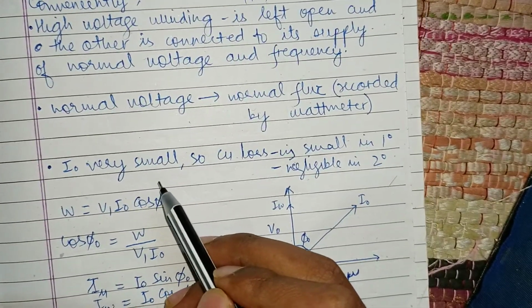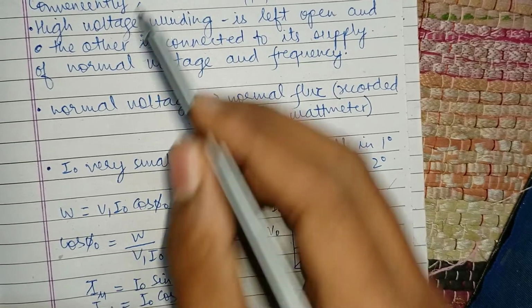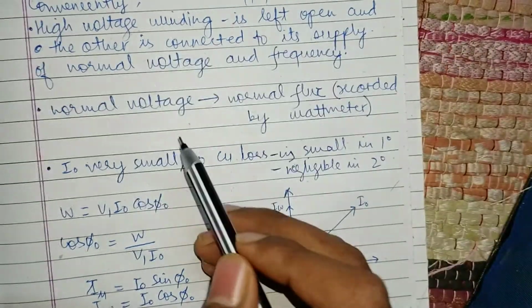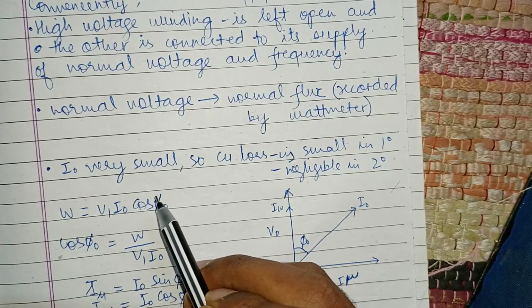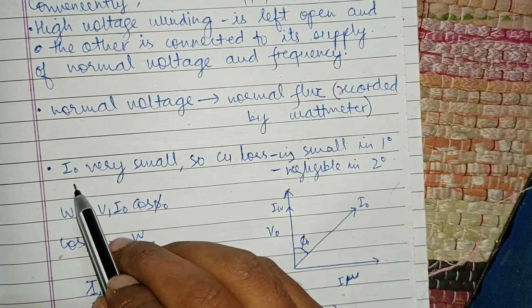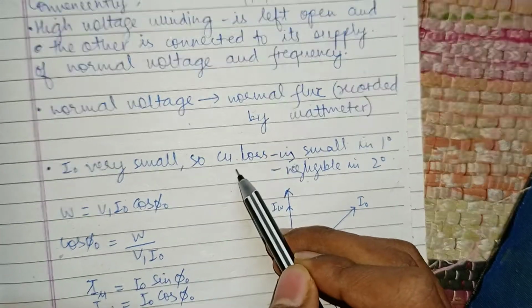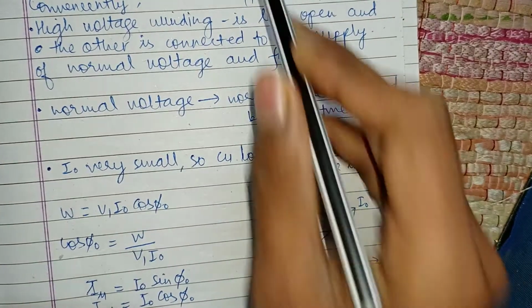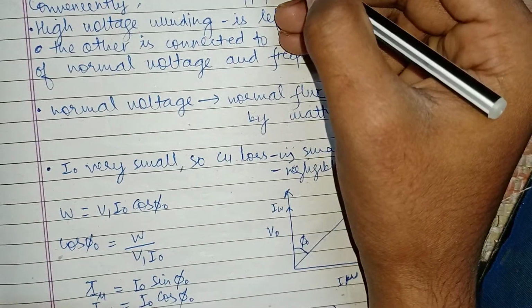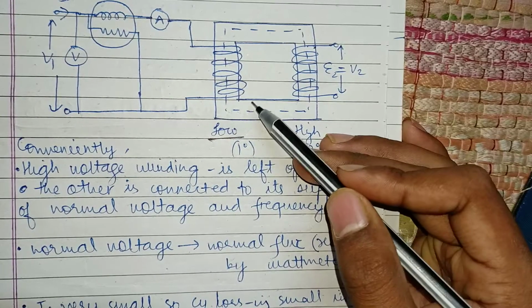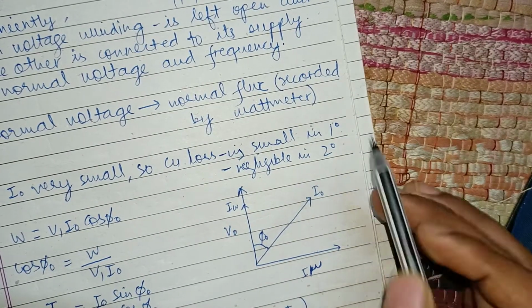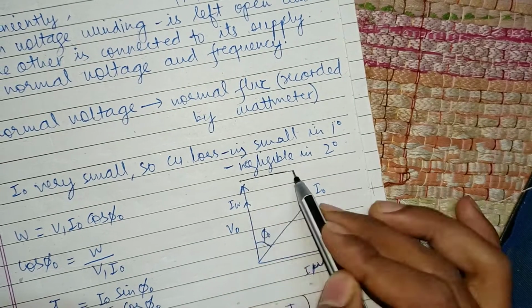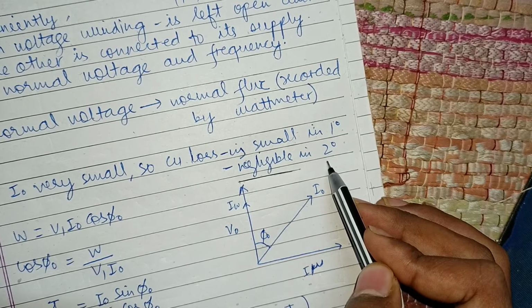We know I0 is very small. Why is I0 very small? Because there is no load, so the transformer does not need to make any effort to supply current. So the copper loss is very small in the primary winding because of its internal resistance, and there is a negligible amount of copper loss in the secondary winding.